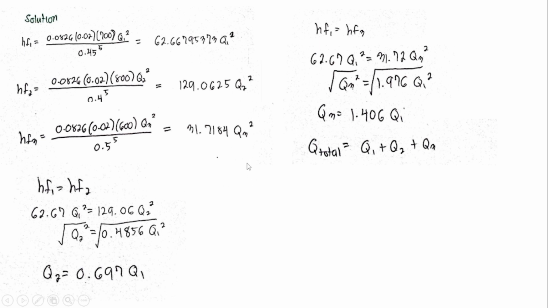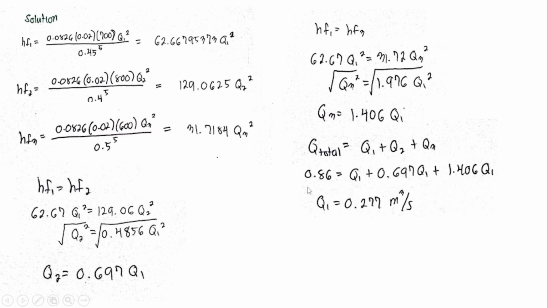So since we have the value now for Q2 in terms of Q1 and Q3 in terms of Q1, we can now solve for our Q1 since we have the value for our total Q. The value for our total Q is 0.86 cubic meter per second. So 0.86 equals Q1 plus 0.697 Q1 plus 1.406 Q1. So we can now solve for our Q1, which is equal to 0.277 cubic meter per second.